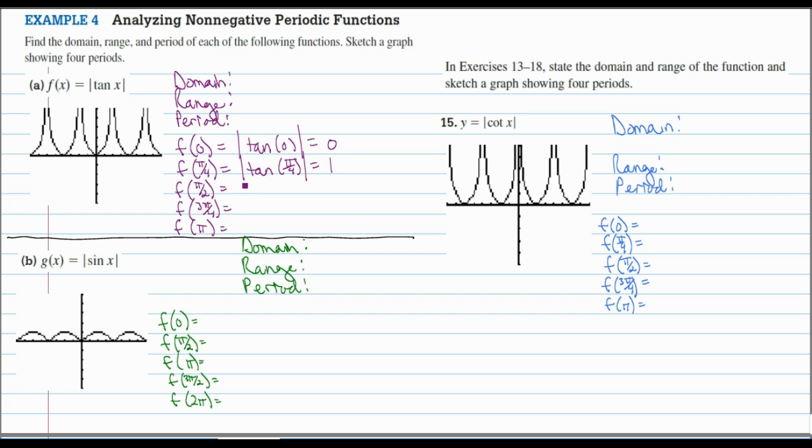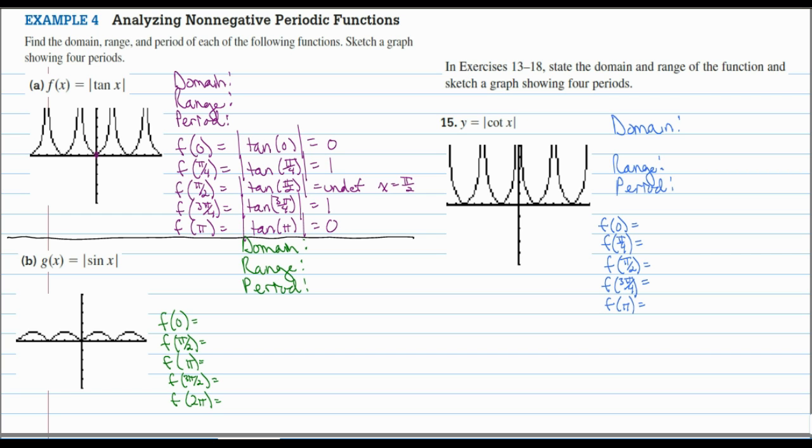Let's see, f of pi over 2, the absolute value of the tangent of pi over 2, tangent of pi over 2 is actually undefined. So instead of getting a point here, we're going to have a vertical asymptote at x equals pi over 2. F of 3 pi over 4. The tangent of 3 pi over 4 is going to be very similar to the tangent of pi over 4, but negative. However, the absolute value turned it to be positive 1 again. Then f of pi, the absolute value of the tangent of pi. Tangent of pi is going to be 0, and the absolute value of 0 is 0.